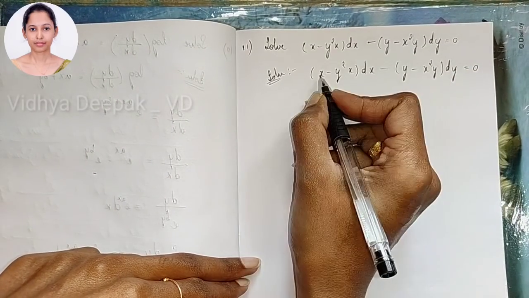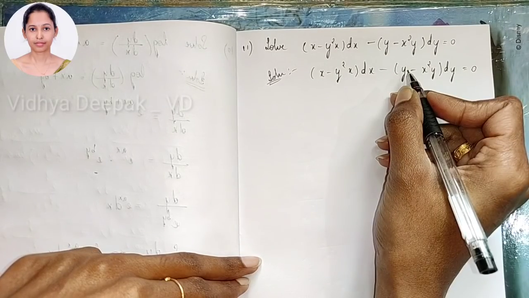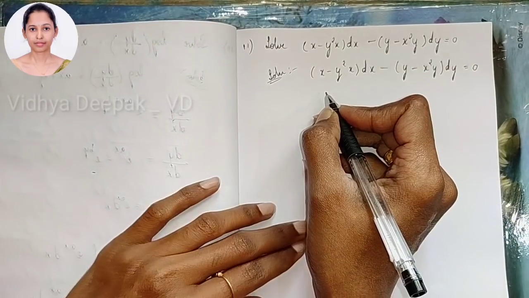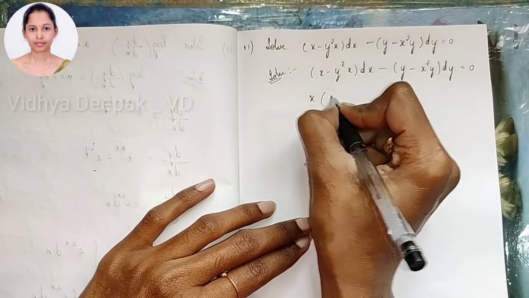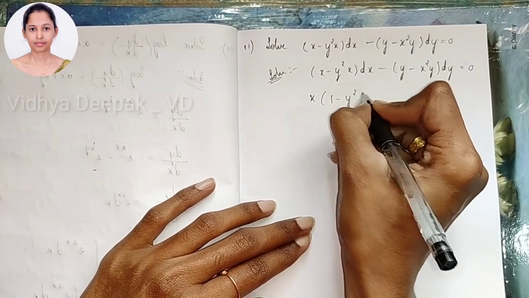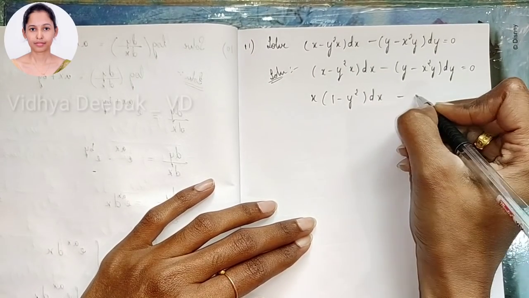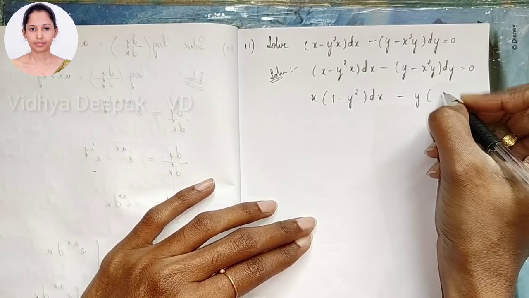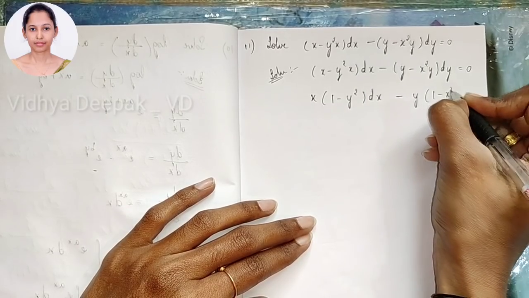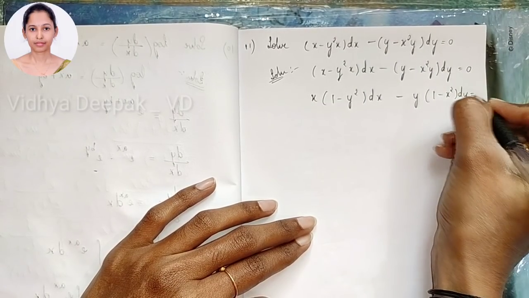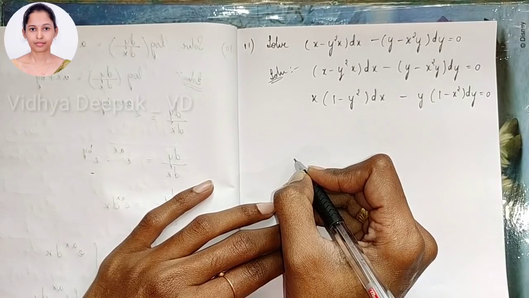Here I can take x common outside, and here I can take y common outside. So what do I have? I have x(1 − y²) dx − y(1 − x²) dy = 0.